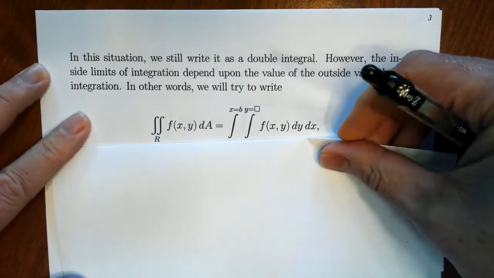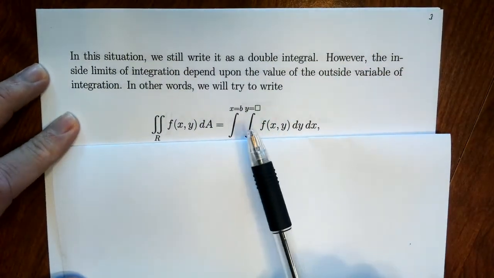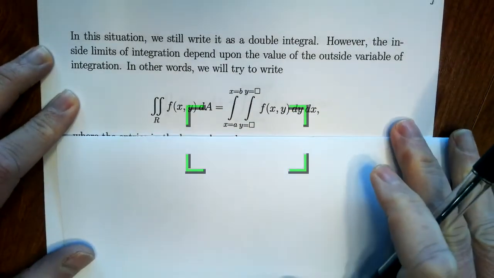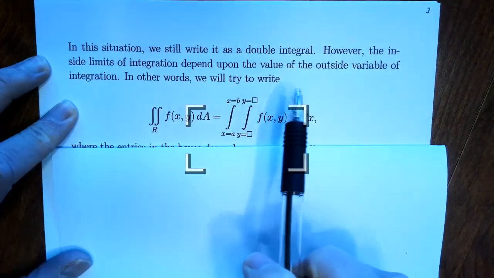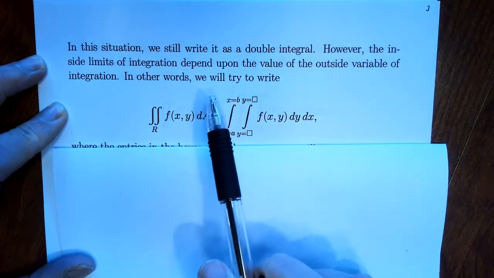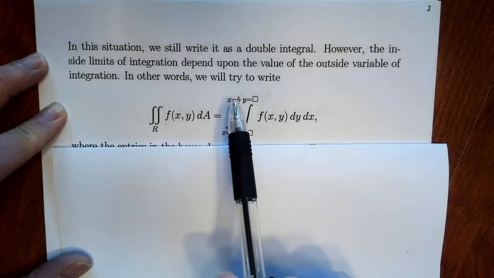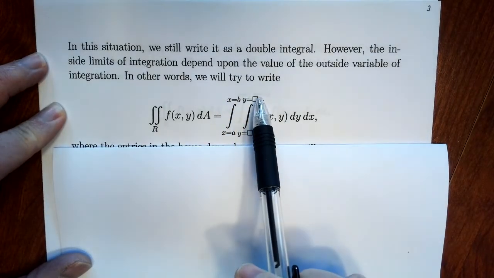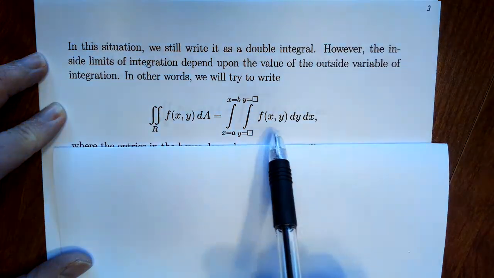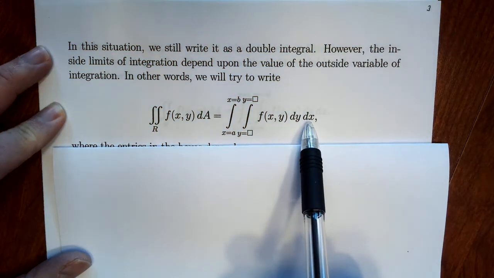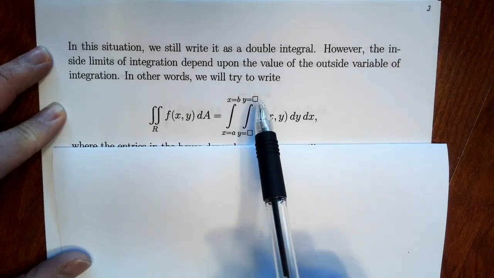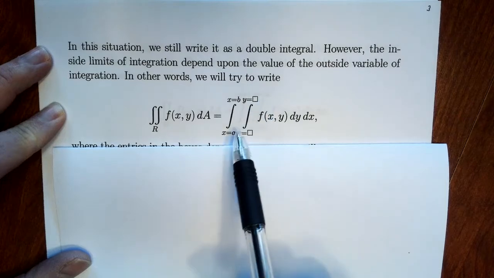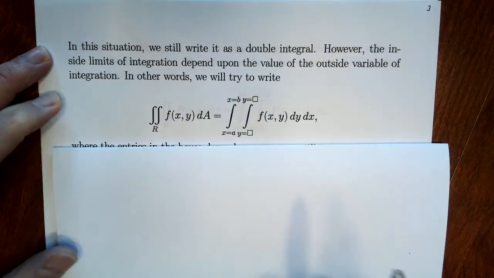We're still going to write a double integral, but we're going to do things a little bit differently. Up until this point, the endpoints for both the inside and the outside integrals have been numbers. But in this case, it's going to be different. The outside integral will always have numbers, but the endpoints for the inside integral will depend upon the outside variable of integration. So y equals something to y equals something, and that something has to be in terms of x. That's if we integrate with respect to x last.